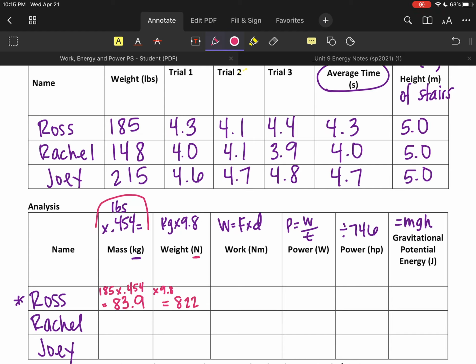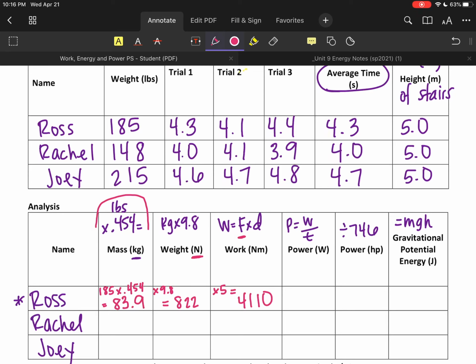So remember, we measured force in newtons. What this is saying is that every time Ross takes a step or runs, the force downward that he's applying is 822 newtons. And so when we go to calculate our work, we can just plug in whatever you get for weight as your force. We're just going to multiply that times the distance, which again is 5, the height of our stairs. So 822 times 5 is 4,110. And that's just newtons per meter, basically.